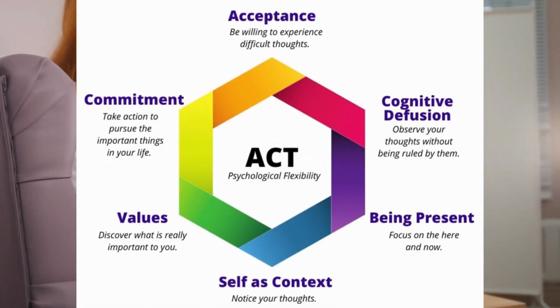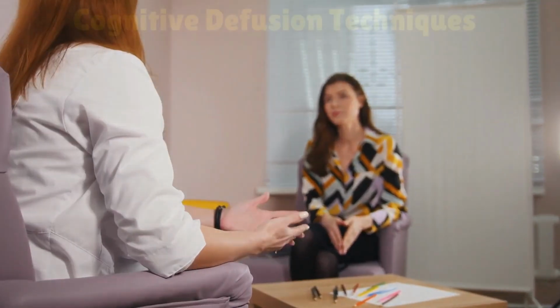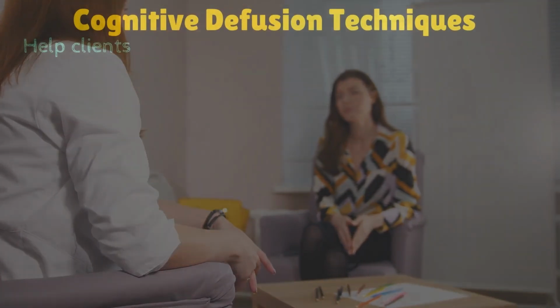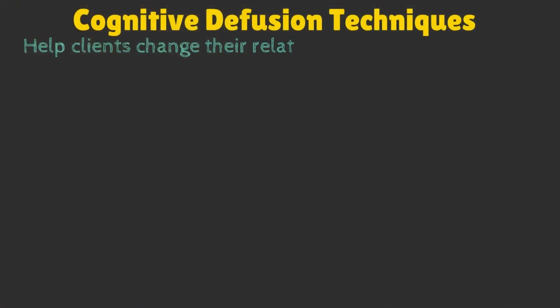In acceptance and commitment therapy, cognitive diffusion is one of the pivotal techniques used to help clients change their relationship with their thoughts. Rather than attempting to control, stop, or argue with their thoughts, cognitive diffusion teaches individuals to observe their thoughts just as they are: simple, transient bits of language, not commands that must be followed or truths that must be believed. Let's explore some specific cognitive diffusion techniques and understand how they are applied in therapeutic settings.